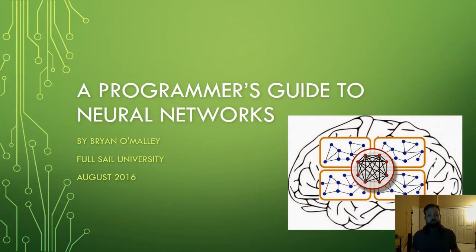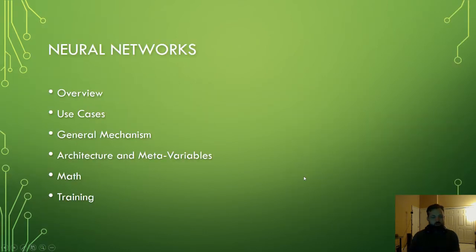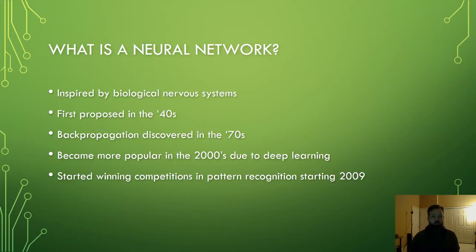So I'll be presenting my programmer's guide to neural networks. The first thing that I'll be going through is just the general overview of what a neural network is, the use cases for them, the general mechanisms behind them, how you architect them and determine what metavariables you're going to use, how the math comes together, and finally, how to train your own neural network.